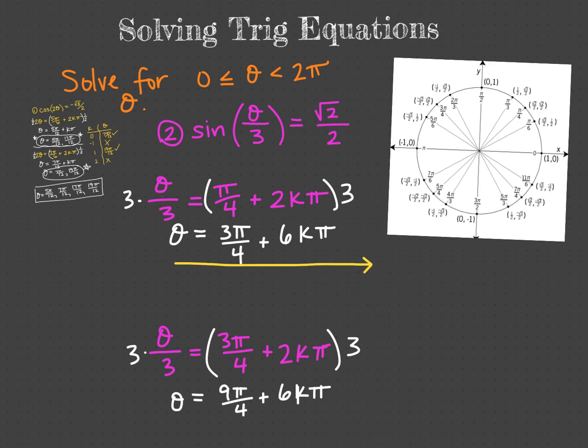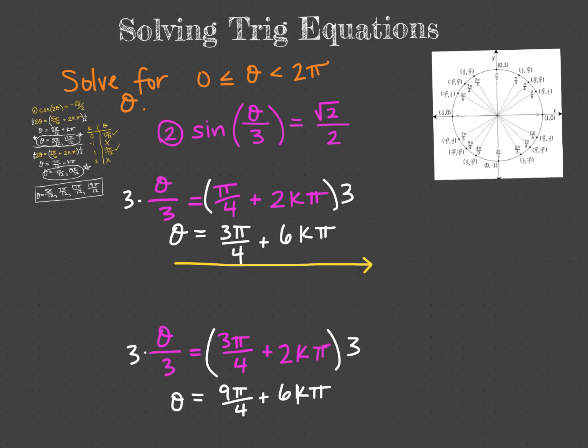Now let's explore some values of k. K is an integer, recall. So if k is 0, which is the easiest to plug in, our answer for theta would just be 3 pi over 4. And 3 pi over 4 is clearly in between 0 and 2 pi.